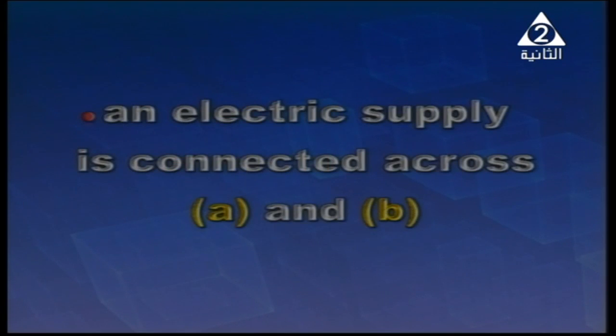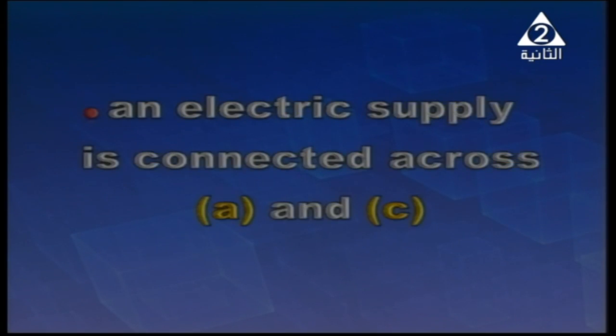If an electric supply is connected across AB and if the electric supply is connected across AC. First of all, we have to calculate the value of the resistance of the wire. It is V over I.